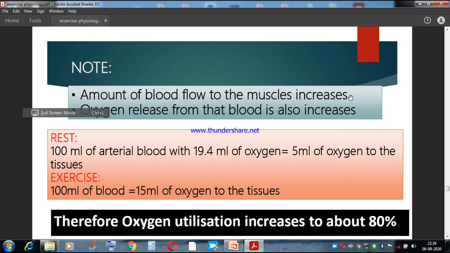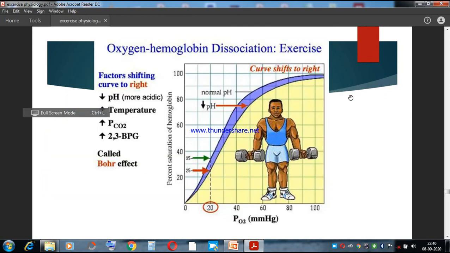But if you do exercises, 3 times more oxygen will be taken up by the same 100 ml of the blood. That means what? During exercises, what change has taken place? The same amount of blood carries more and more oxygen. That means the oxygen uptake has been increased. Right? Oxygen utilization increases to about 80%. So of course it is never 100%. Oxygen utilization is never 100%.